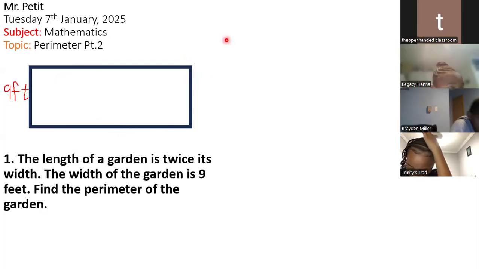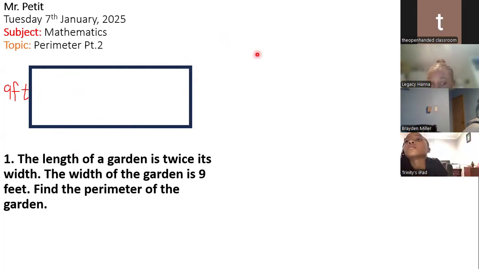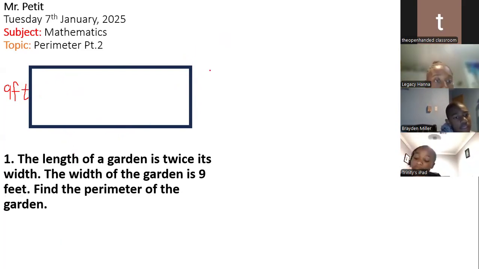So what you have to do is actually figure out what this side is first. So what is going to be the length of this side? If we know that this is 9 feet, what is going to be the length of both sides? So that means that this side is going to be 9 feet. All right. 9 feet. Okay.